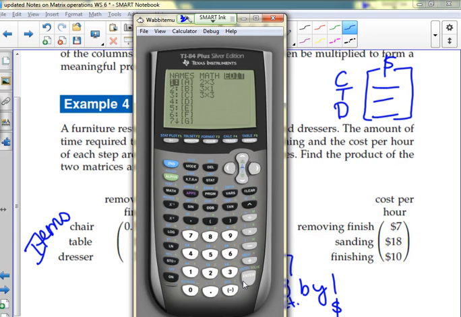Scroll over to edit twice. And then you need to pick whichever one you want to put it in. Now, you probably don't have stuff in A, B, and C. It doesn't matter if you do. I'm going to pick to put it in A. So I'm just going to hit enter.